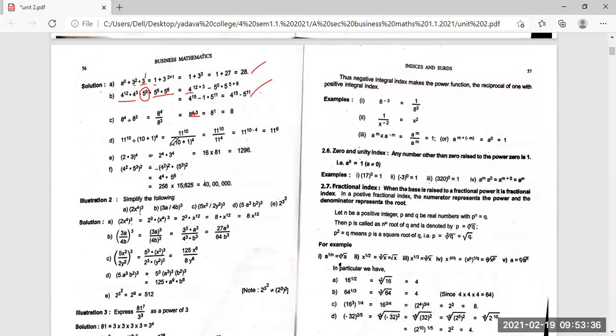Then a to the power of 4 divided by a to the power of 3. That means division, so division automatically converts to minus: a to the power of 1. Okay, girls, please note it down: a to the power of 1, a cannot be equal to 0. Okay, a to the power of 0 is equal to 1.